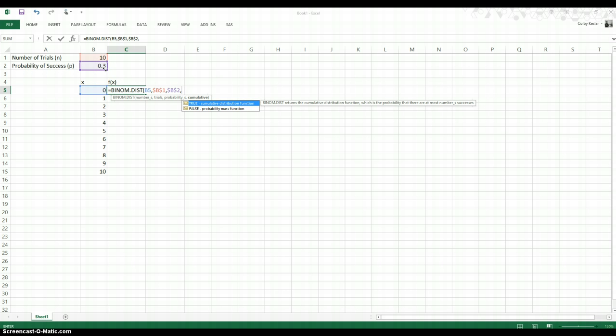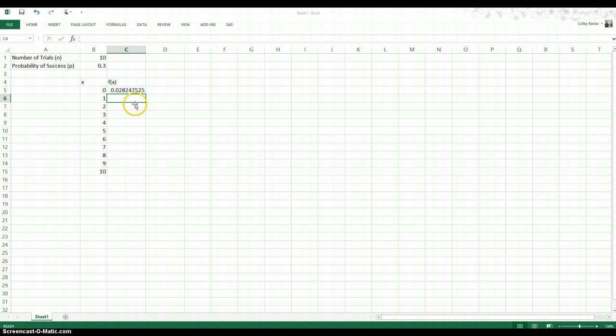And then finally, in this 4th entry, we're going to enter false, which is going to give us the probability of exactly 0 successes, and then I hit enter. So I get 0.0282 and so on as the probability of 0 successes if each chance has a 0.3 probability and there are 10 trials.